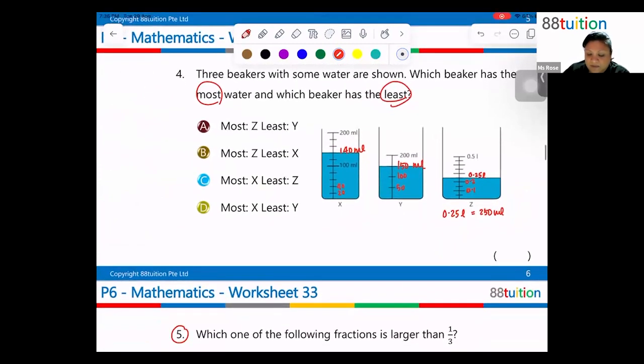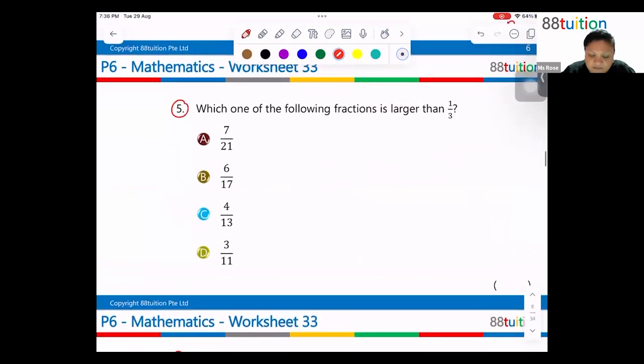Okay, 250 ml. So which beaker? So this beaker has the least and this beaker has the most. So the most is Z and the least is X. So that's B. So question 4 is B. All right. Now, question 5.